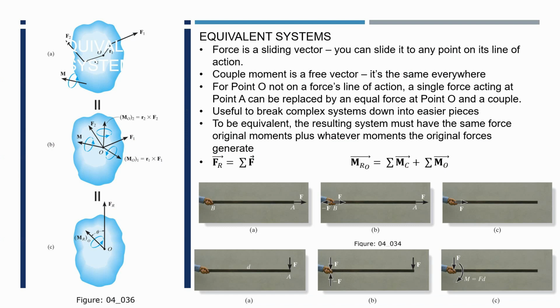Equivalent systems. Now, you have several forces acting on a system, and we want to make them into a force and a moment. Force is a sliding vector. You can slide it to any point on its line of action. A couple moment is a free vector. It's the same anywhere, as we demonstrated.